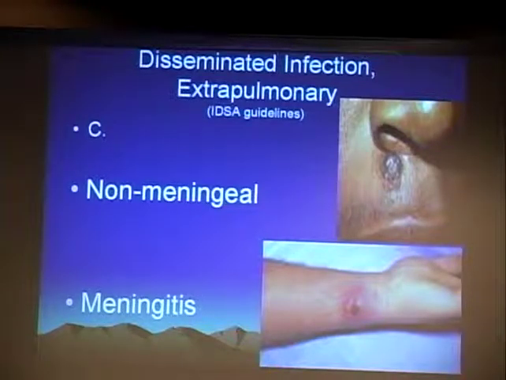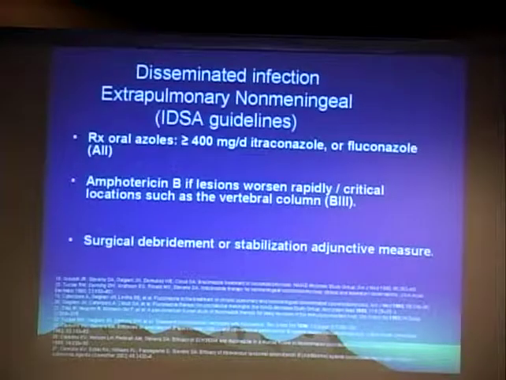So this brings me to the next topic: disseminated infection, extrapulmonary, non-meningeal versus meningitis. So here are some disseminated lesions you may see. The IDSA guidelines basically recommend treating these people with itraconazole or fluconazole based on the previous studies I mentioned. The only problem I think here is that 400 milligrams, which has been systematically studied, is really a low dose of fluconazole.